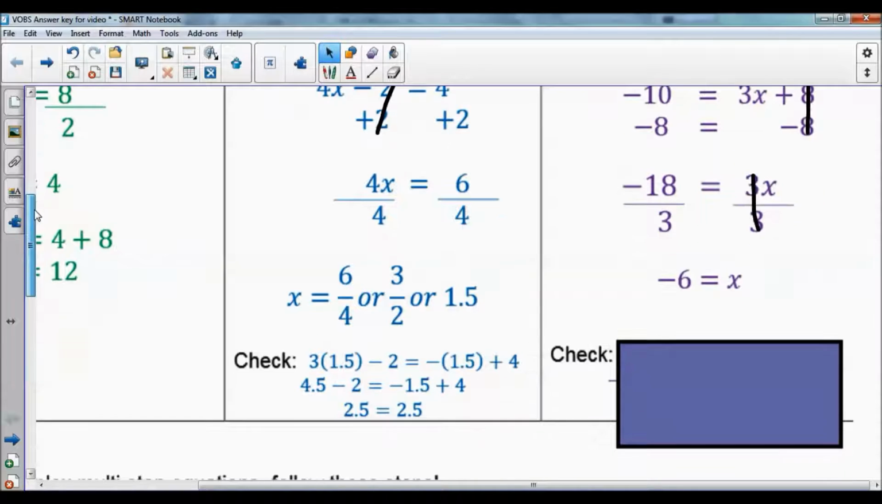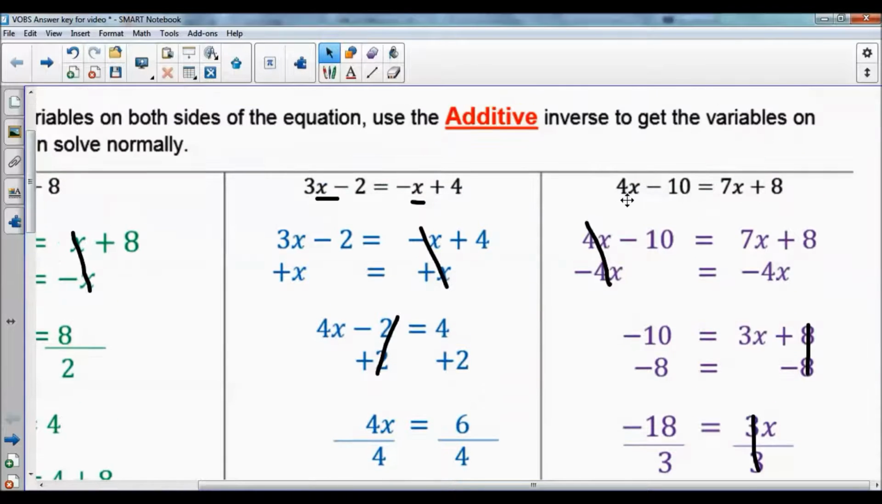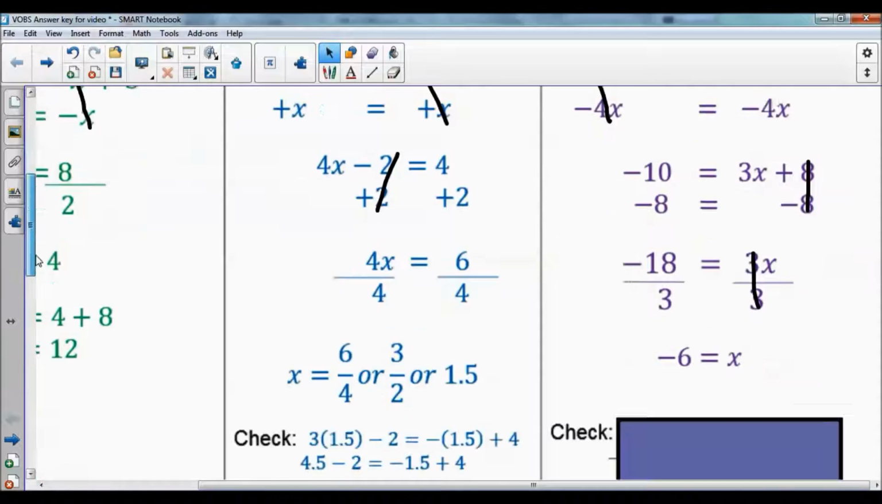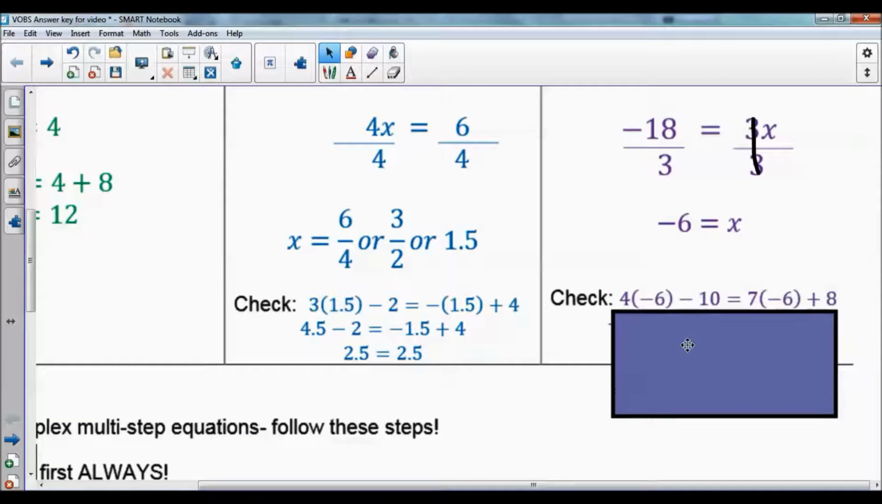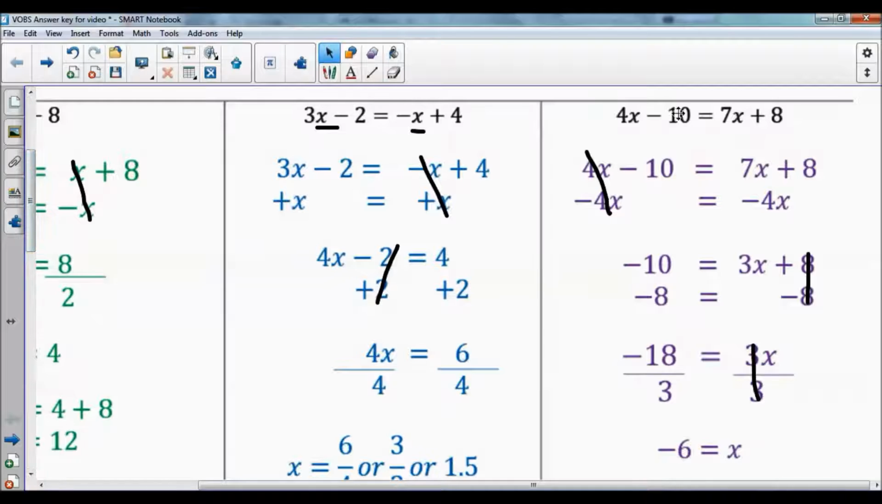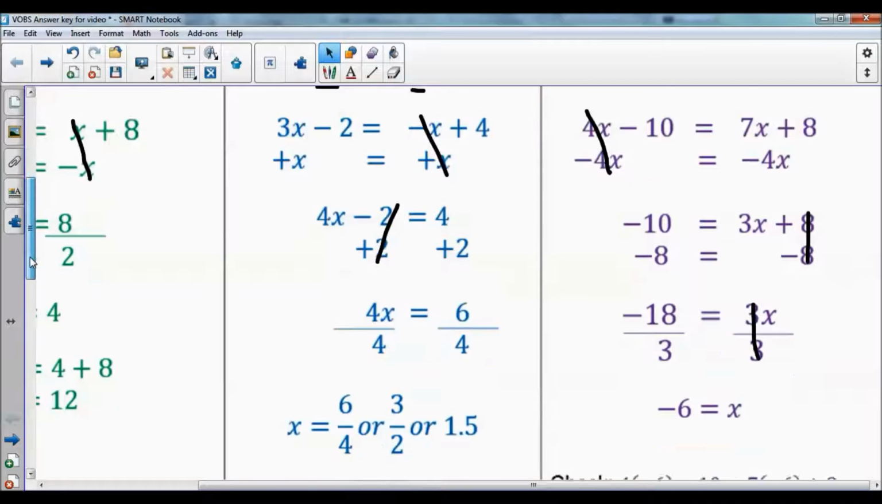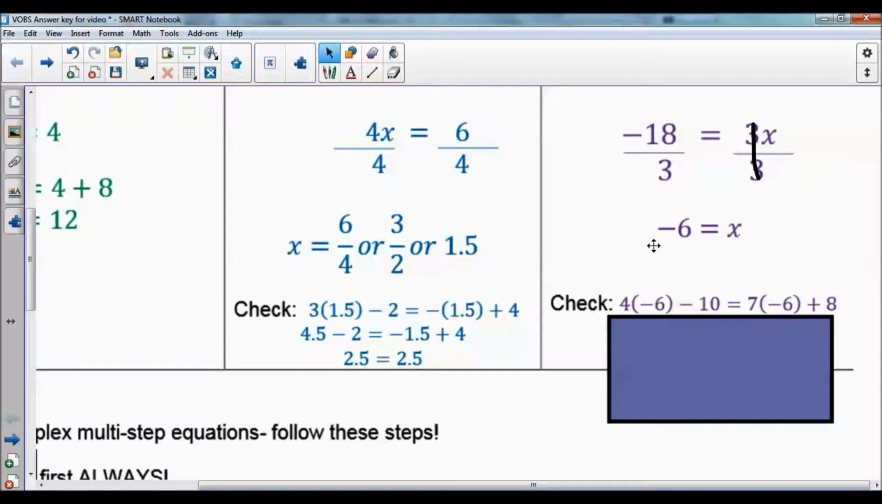When we check our answer, we're going to have to plug in negative 6 on both sides of our equation. And remember, we always plug it in with parentheses so that we remember to multiply. So when we check it, 4 times negative 6 minus 10, okay, so we plugged in that negative 6 there for x, is equal to 7 times negative 6, again we plugged in negative 6 for the x, plus 8. We're getting that from our equation up here. It's the exact same thing we had, except instead of x's, we're plugging in negative 6.